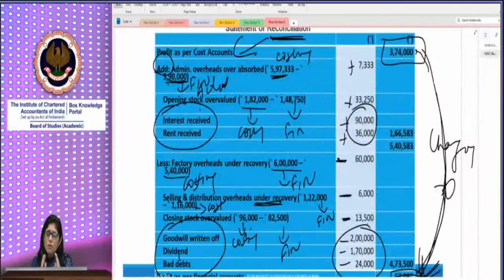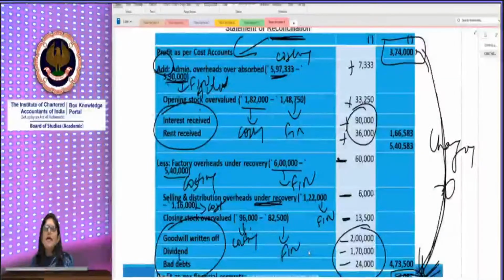So the only fundamental is do whatever is done in financial profit. If something is added more, you also do it. If something is charged less, you also do it. So you just have to consider financial profit as correct. You have to do whatever is done in financial accounts, change the costing profit accordingly.